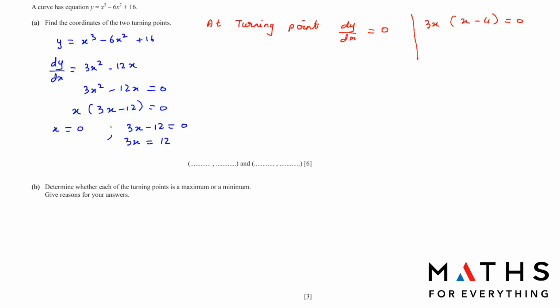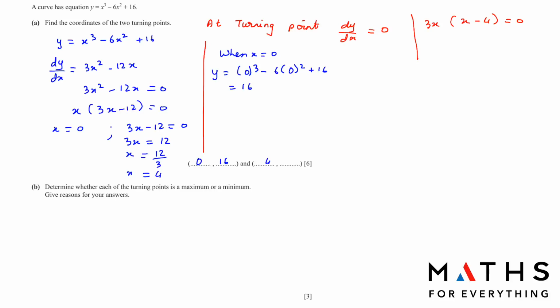We have to make x the subject. x is equal to 12 divided by 3, which is 4. You found two values of x. So x is 0 and x is 4. They want the point. It means we also have to find the y coordinate. Write down when x is 0, in y, in place of x, substitute 0. You will get 16. So that's the y coordinate for one point.